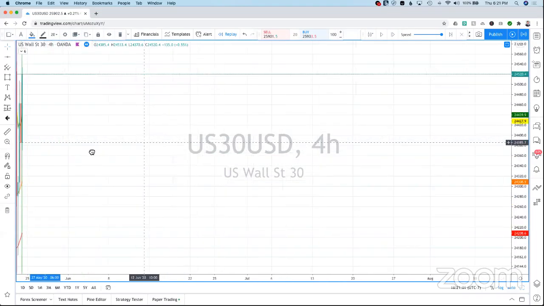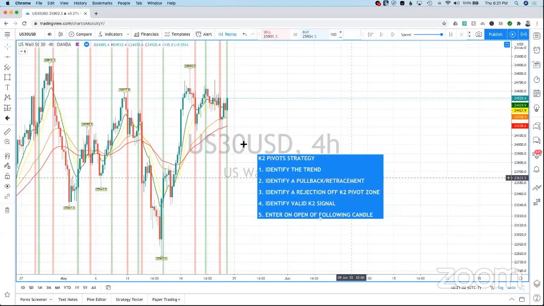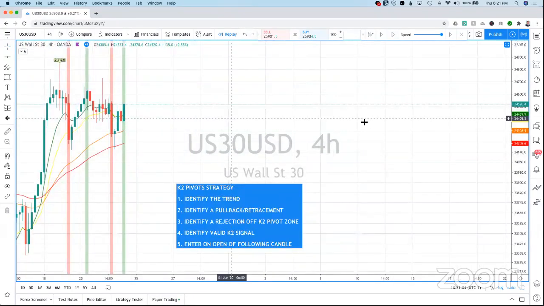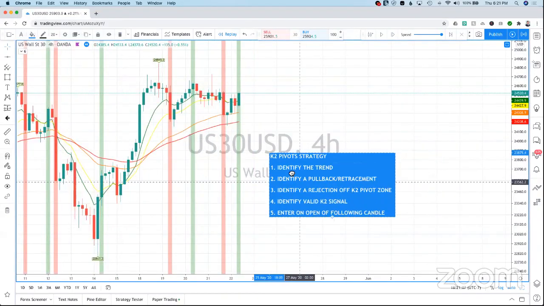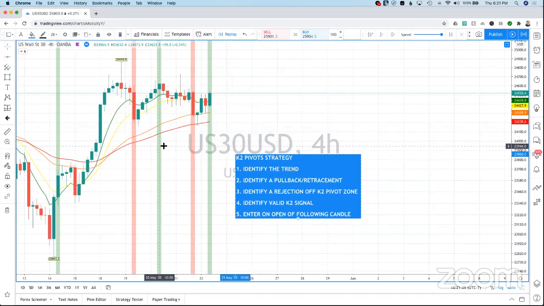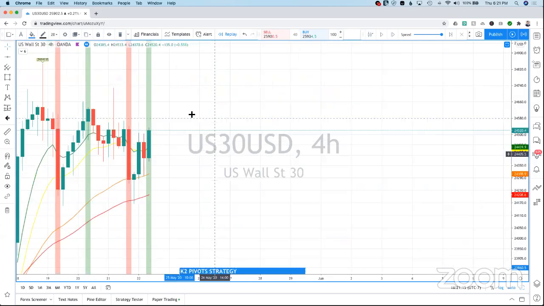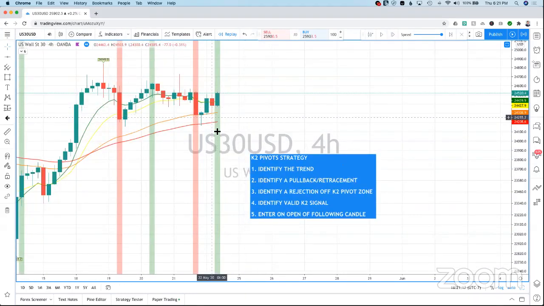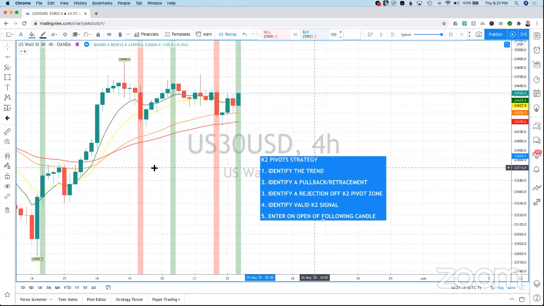All right, so going over the requirements. First, you want to identify the trend. Like I mentioned earlier, you can identify the trend if price is above the K2 pivots, and if the pivots are pretty spread out like they are right here. You can see you have 1, 2, 3, and 4. Again, right here, they're pretty spread out. We have green, yellow, orange, and red. They're pretty spread out. So right here, we have identified a strong trend upwards.